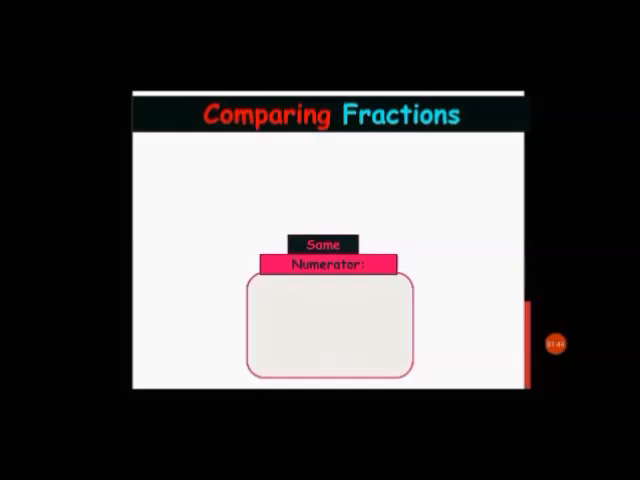The second case, if we have the same numerator, like this, we have 3 and 3 in the numerators. How can we compare these fractions? In this case, we call this a crazy fraction. We compare the denominators, but this time, the smaller the denominator, the greater the fraction. So 3 over 4 is greater than 3 over 5.